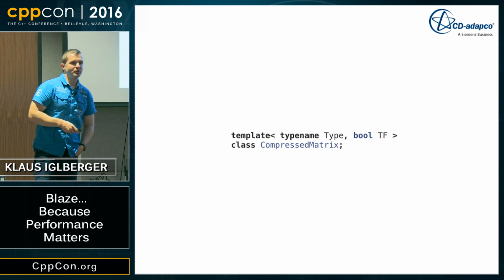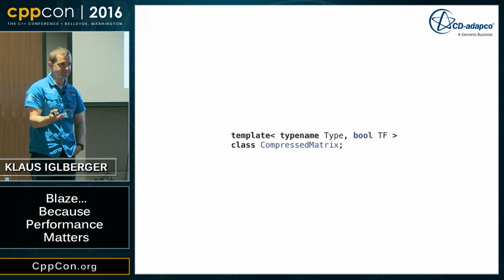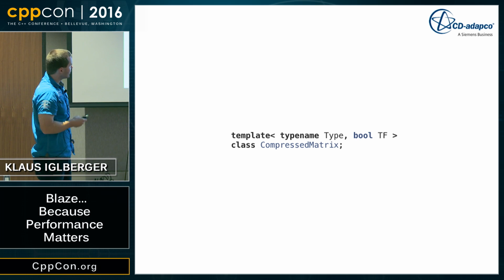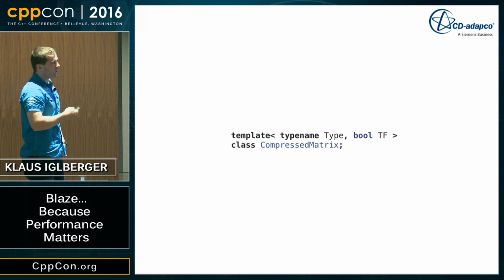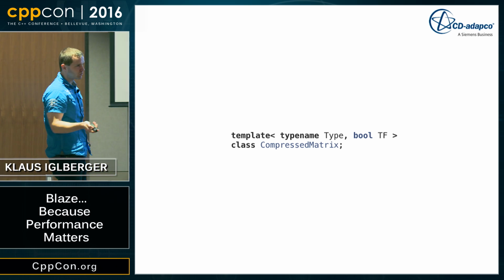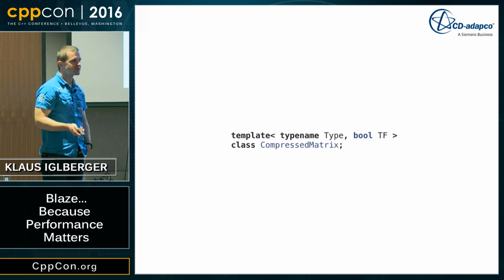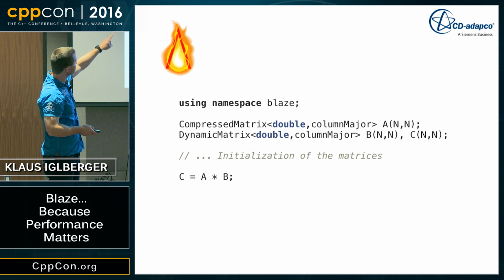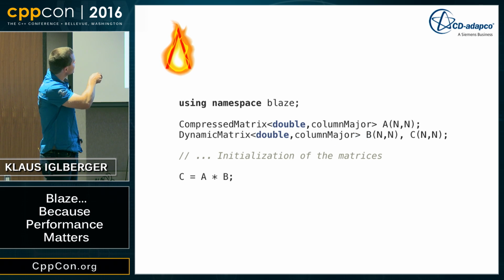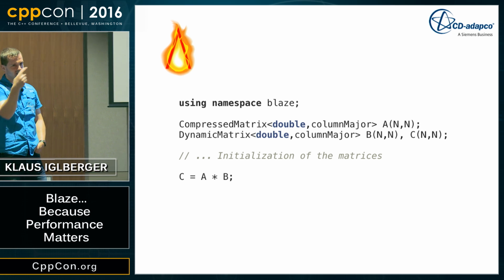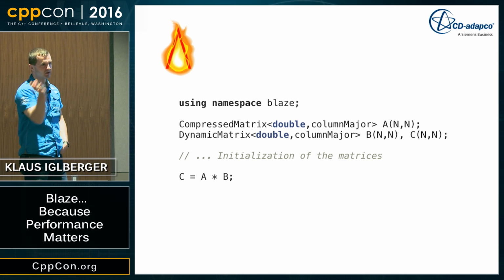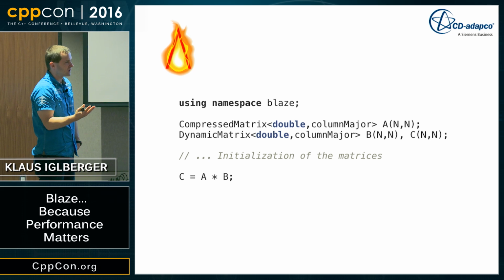All right. I told you we also have compressed matrices, meaning sparse matrices. There is currently one sparse matrix type in place called compressed matrix. You pass it a type, you pass it whether it's row or column major, and you can use this matrix type and combine it with any other matrix type, so for instance, also with dense matrices. So let's see what happens if I have a compressed matrix A and dynamic matrices B and C. I multiply a sparse matrix with a dense matrix, sparse times dense, and assign the result to a dense matrix because the result is expected to be dense.